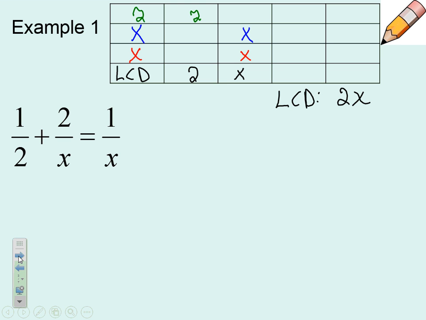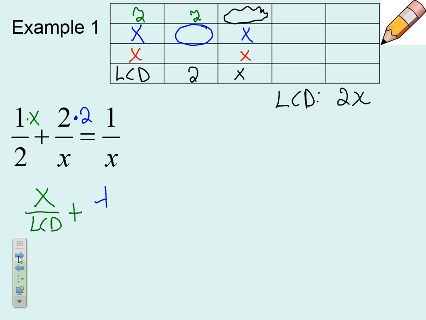Now after we've done that, we need to go through and see what's missing. So if I go through my first fraction, I'm missing this right here. I'm missing my x value. So over here, I'm going to take 1 times x. So it's going to give me x over my least common denominator plus my second one here, I'm missing my 2, so I come back to my numerator. I have to take 2 times 2, which is 4, so I'm going to get 4 over my least common denominator equals my last one.